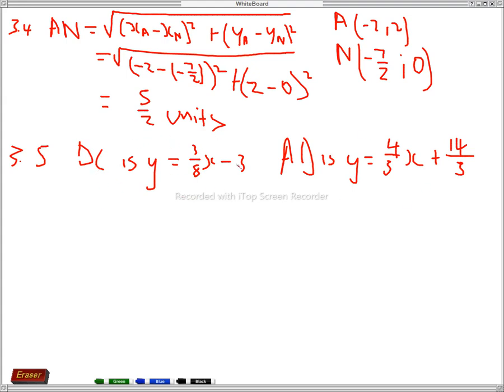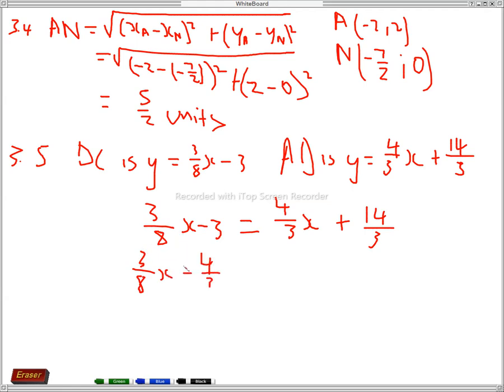So I'm going to equate this. It's like simultaneous equations here basically. So it's 3 over 8x minus 3 is equal to 4 over 3x plus 14 over 3. So we group the like terms. So I'm going to say 3 over 8x minus 4 over 3x is equal to 14 over 3 plus 3. So we did all the transposes there.